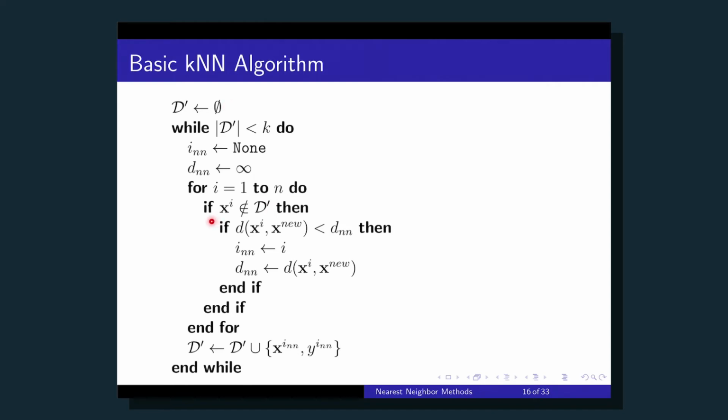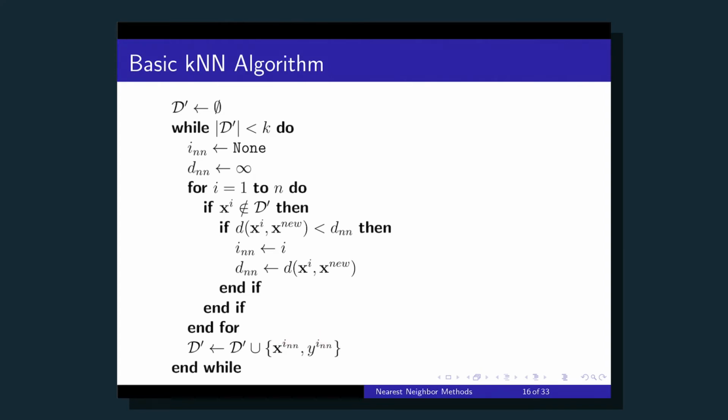And then the rest is the same. You look at the distance between points that you haven't added into the nearest neighbors yet and find the smallest one overall. And then you just add that smallest nearest neighbor along with its label to the set D prime at the end of this algorithm. You're left with a set that has exactly k elements, which are the k nearest neighbors and their labels.